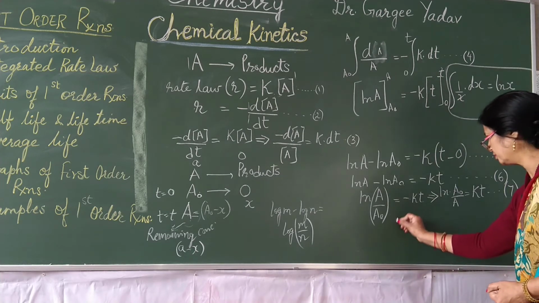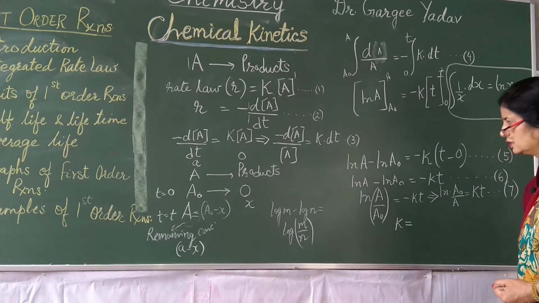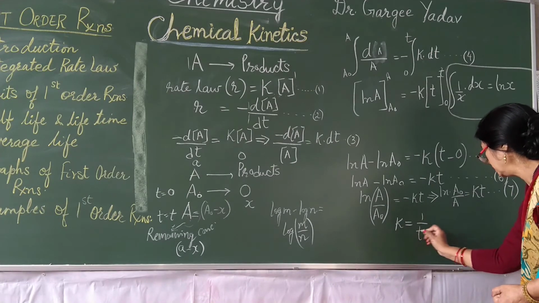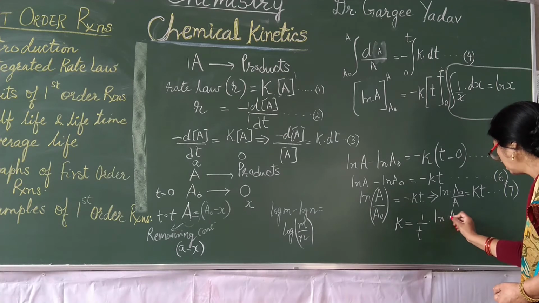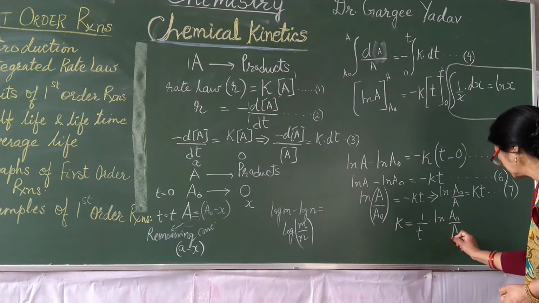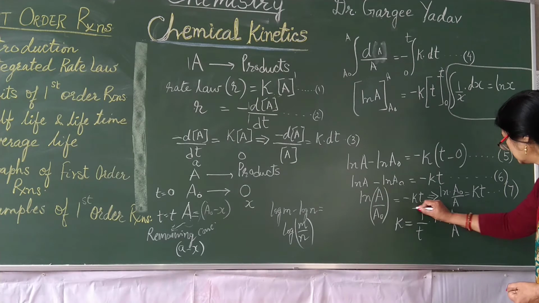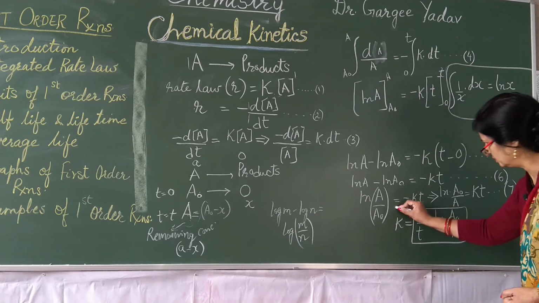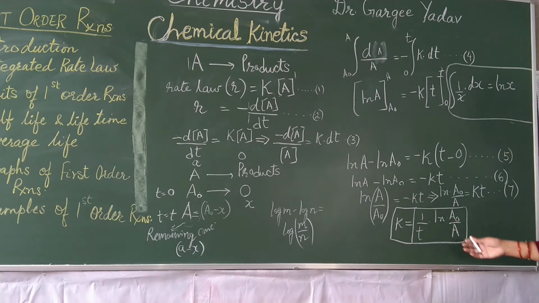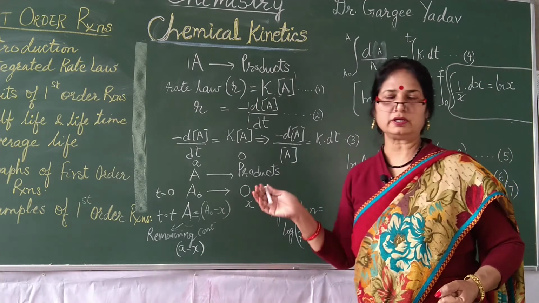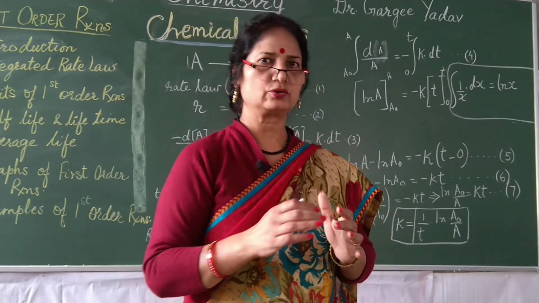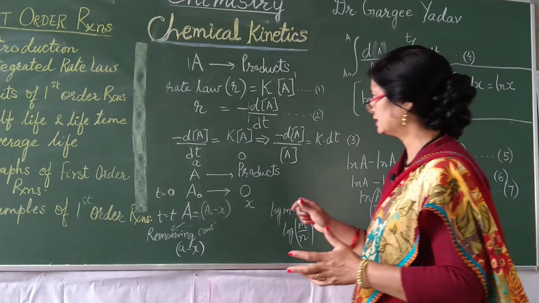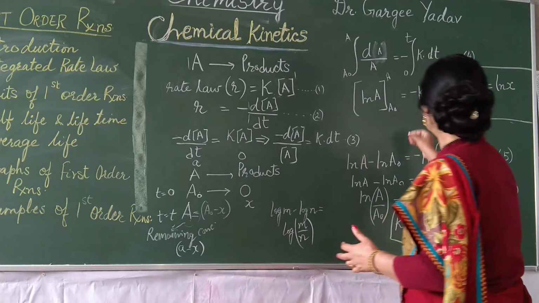Now let's calculate the value of k, the integrated rate law expression for a first order reaction. This will come out to be k equals 1 upon t log natural A naught upon A. So this is our expression for the integrated rate law for a first order reaction. Here I would like to add a bit more, since in your books it is given in some other form. Let's consider A forming products.